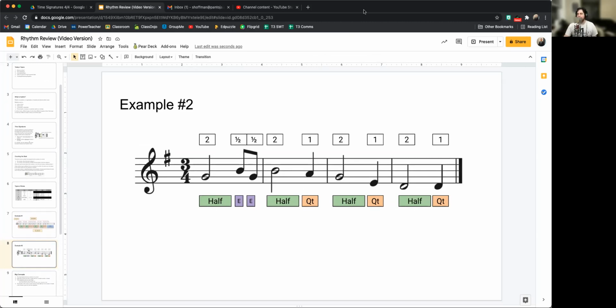Hopefully we'll be able to hear my piano. There we go. Sounds like this.